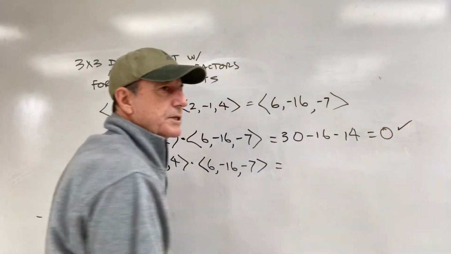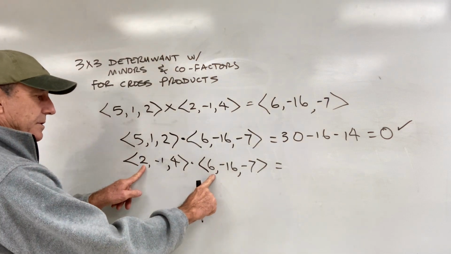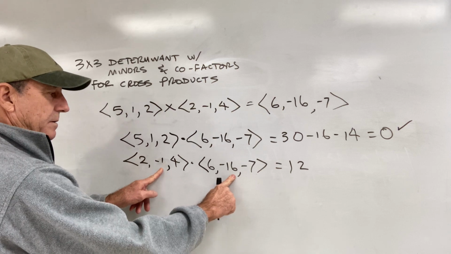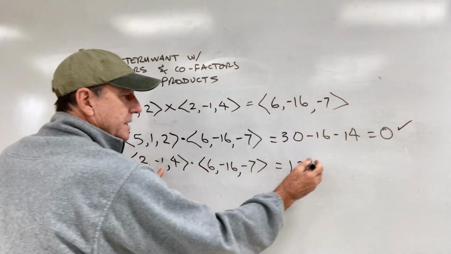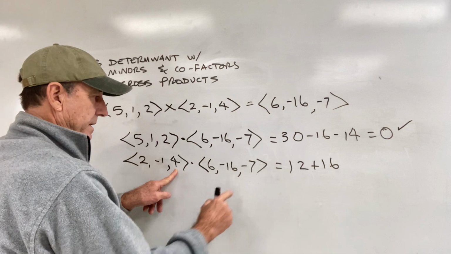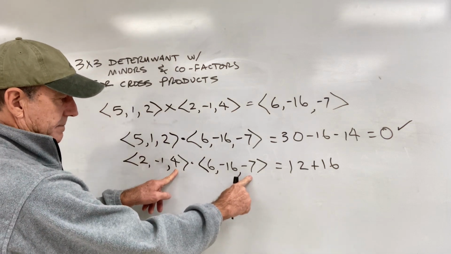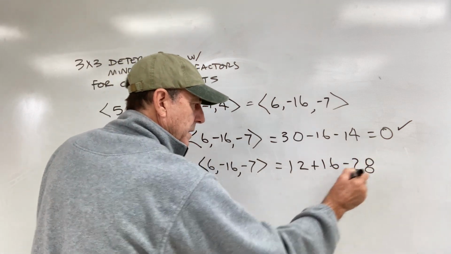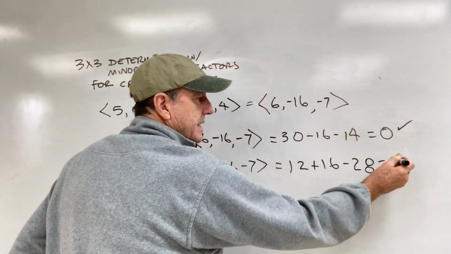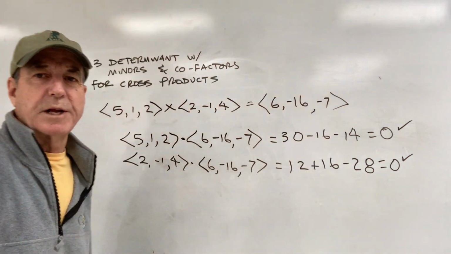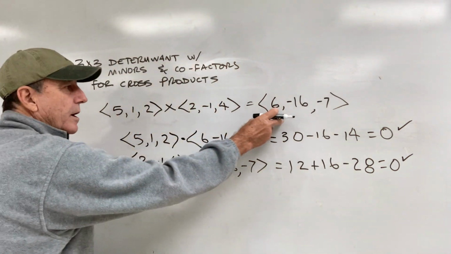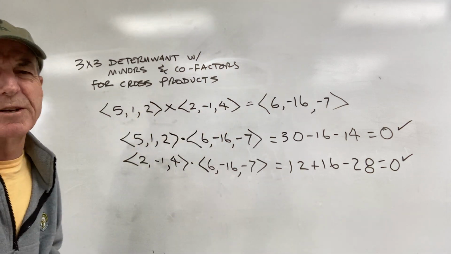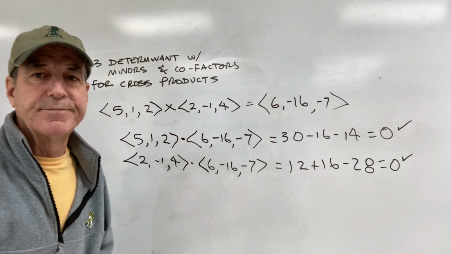Okay, so that's promising. So let's do the same thing here. This is 12 minus 1 minus 16. That's plus 16. And then 4 minus 7 is what? Minus 28. So what do we have? 28 take away 28, and that's 0. So good. It seems like we do have the correct cross product. This cross product is perpendicular to this one. It's also perpendicular to that one, right? Orthogonal, if we use the correct terminology. Okay, great.